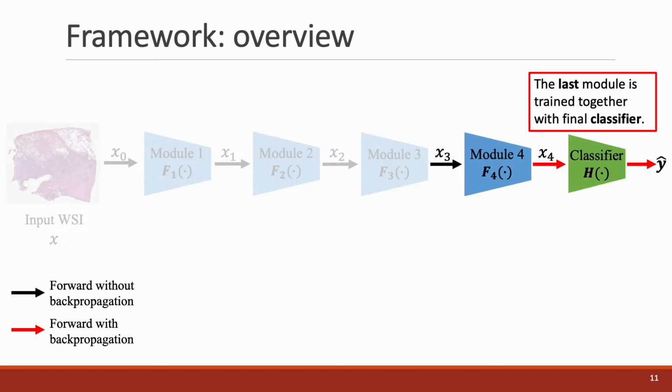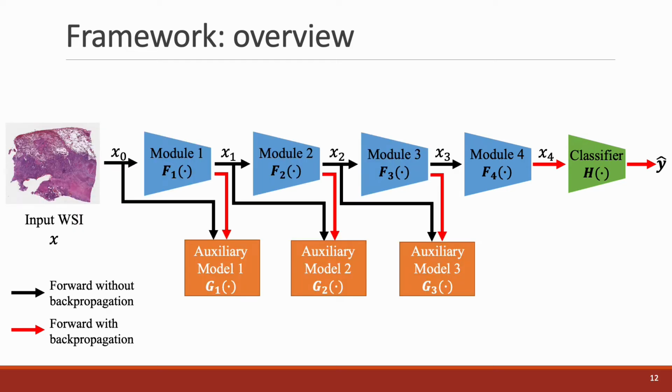The last module is trained together with the classifier that produces output labels without any auxiliary model. Our final classifier consists of an attention pooling layer and a fully connected layer. Finally, here is the complete framework.